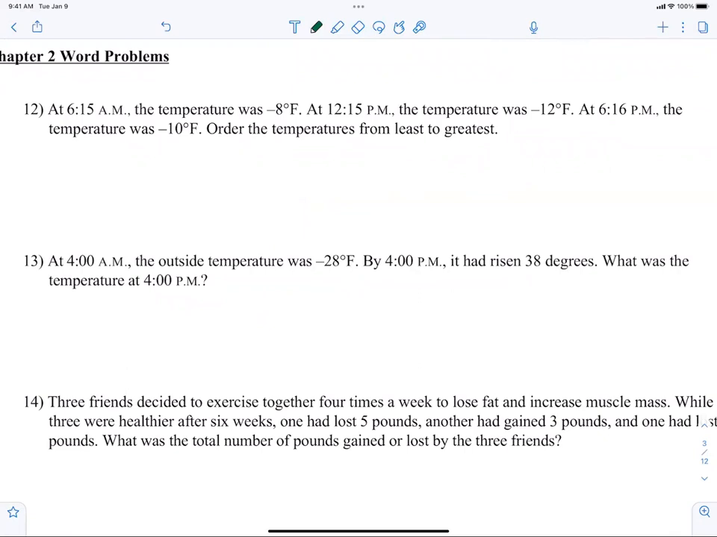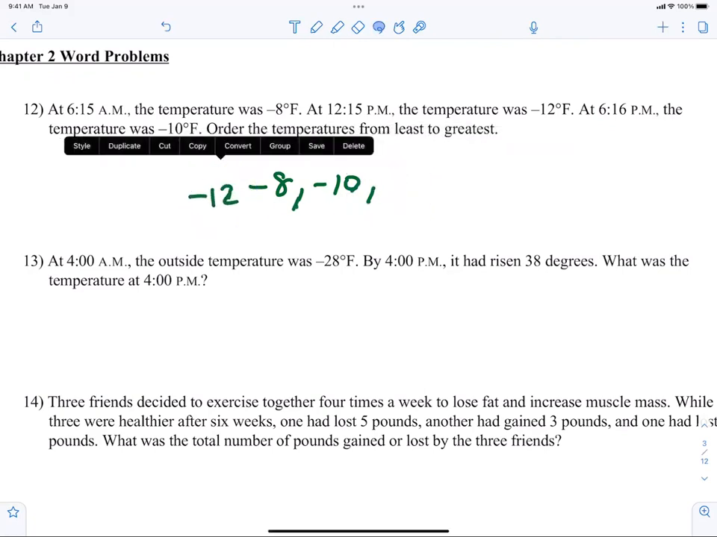At 12:15, the temperature was measured at 5 degrees. At 6:16, the temperature was measured at 10 degrees. Order the temperatures from least to greatest. So, -8, then -1, then -5. So would you rather have? Yeah, -12, then -10, then -8. Thank you very much.